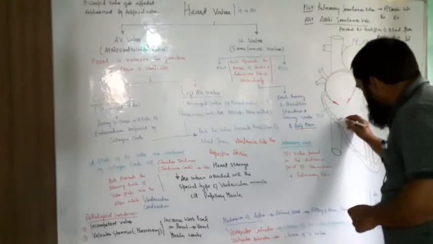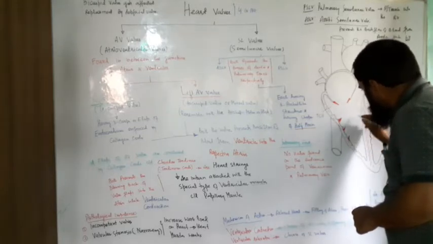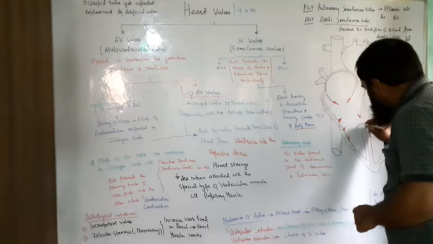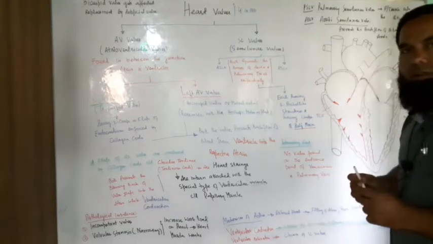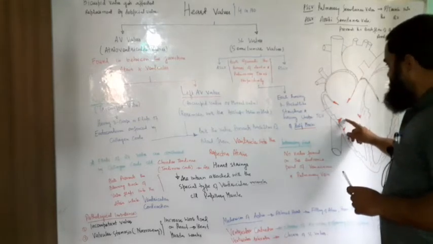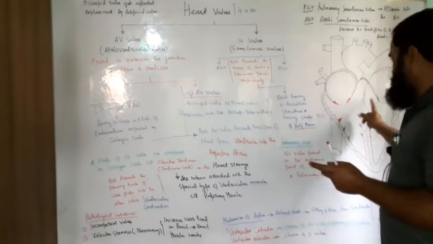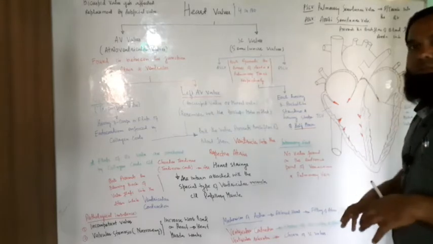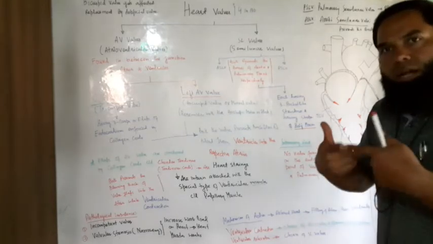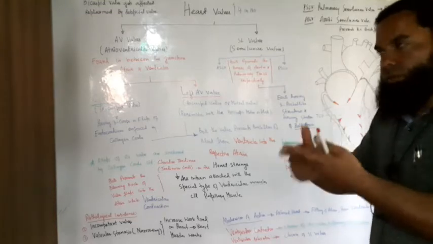These are the papillary muscles. These papillary muscles are responsible for anchoring the chordae tendineae on one side, and the chordae tendineae are attached to the AV valves on the other side, on both sides, the tricuspid valve and the bicuspid valve. So there is no ballooning back of the flaps of the AV valves into the respective atria.